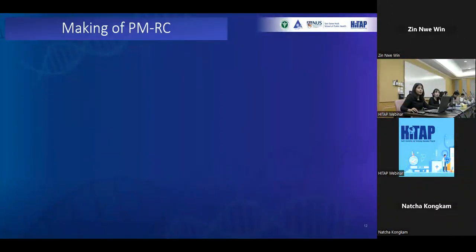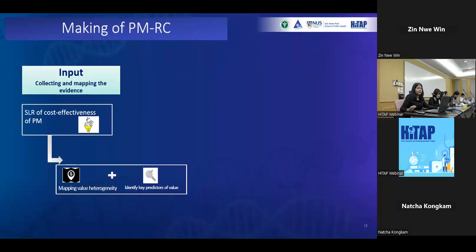Now, I'll quickly walk you through the steps which I have articulated earlier. So the development of this reference case comes through very deliberative steps. First, we conducted a systematic literature review of cost effectiveness analysis of precision medicine technologies. Research teams from HITAP and NUS jointly performed this review. And the studies that were reviewed were from 2011 to 2021. 275 relevant papers were found, and we explored the drivers of heterogeneity in precision medicine.